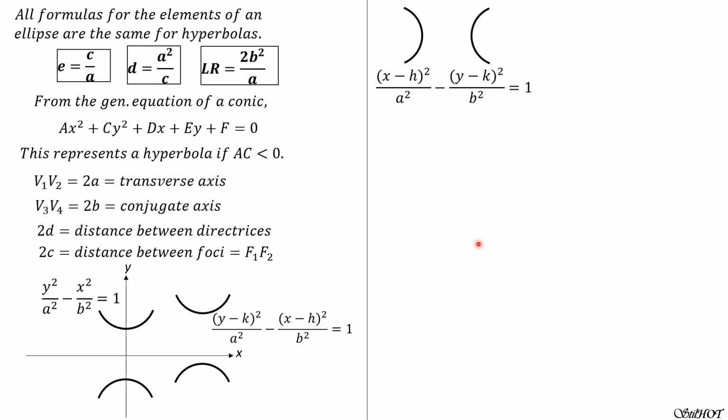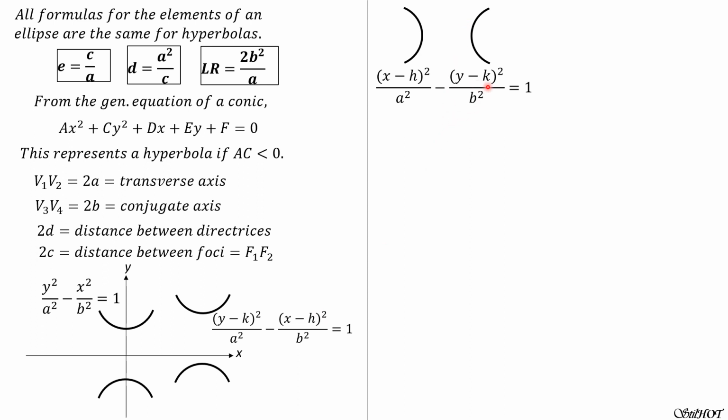Then the trick in finding the equations of asymptotes. Remember that hyperbolas have asymptotes. So the trick is we simply replace from the standard equations. For instance, for this equation here, we simply replace 1 by 0. If this is the equation for this hyperbola, replace 1 by 0, then simplify the equation.